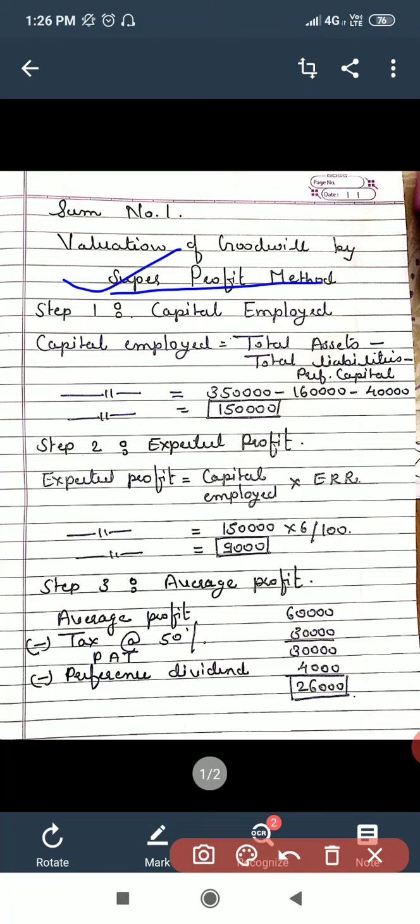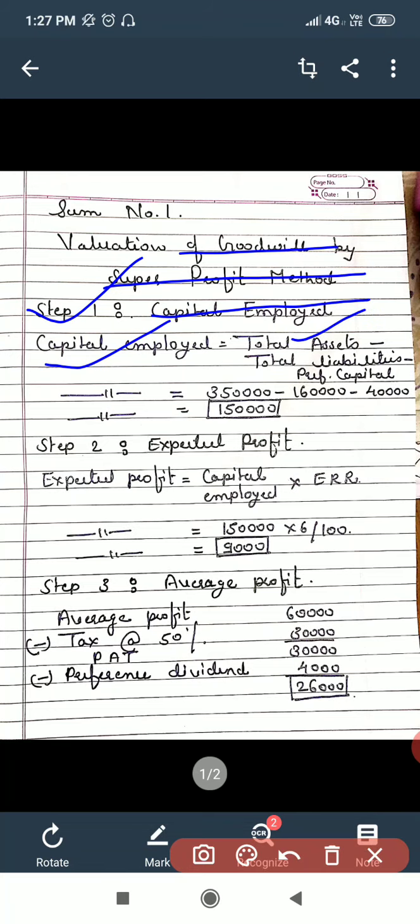Let us start with question number 1 from the chapter Valuation of Goodwill. And which method are we going to talk about now? Super profit method. The question is already there in front of you. Step number 1 which we have to follow is capital employed. Capital employed is equal to total assets minus total liabilities. You have been given the total assets of rupees 3,50,000 and the total liabilities of 1,60,000.